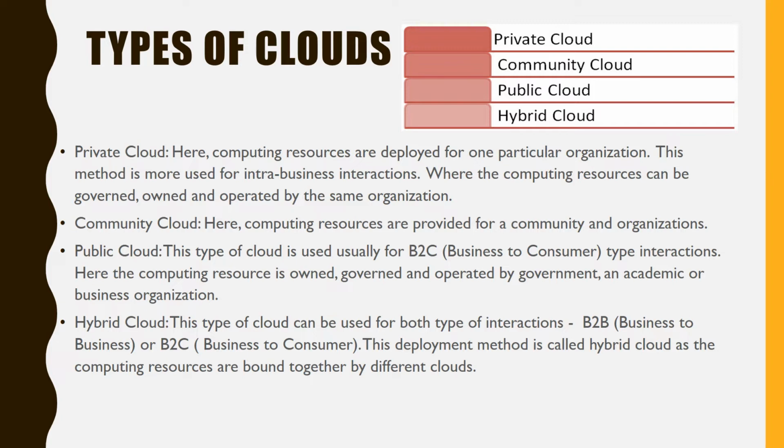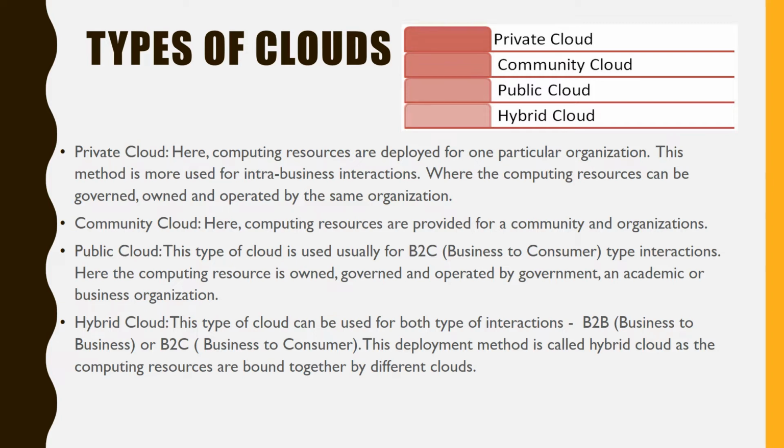Public clouds. This type of cloud is used for business to consumer. These are clouds like online shopping and emails. These types of clouds are known as public clouds, where the cloud may be owned by a private organization, but the access to this cloud is open to the general public. Hybrid cloud. This type of cloud can be used for both types of interactions, business and business to consumer.